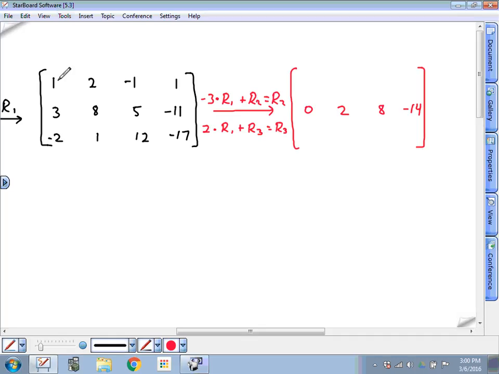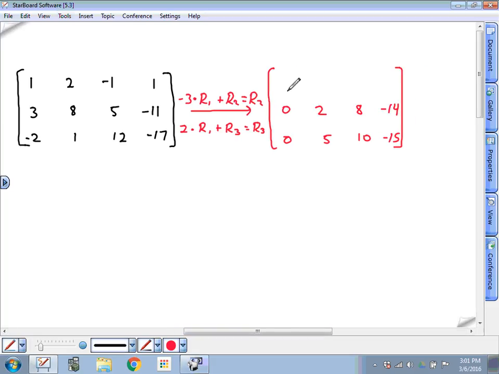So now the top row is being multiplied by 2. 2 times 1 is 2. 2 plus -2 is 0. 2 times this 2 is 4. 4 plus 1 is 5. 2 times -1 is -2. -2 plus 12 is 10. And then 2 times 1 is 2. 2 plus -17 is -15. And none of these row operations affected row 1, so row 1 stays the same.